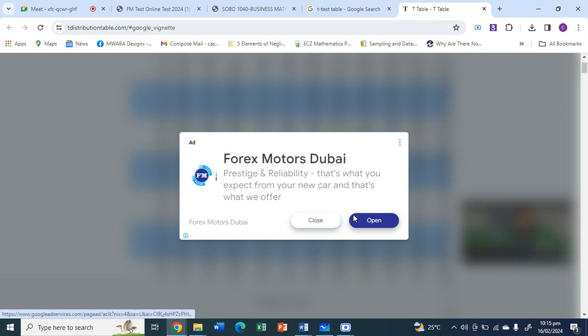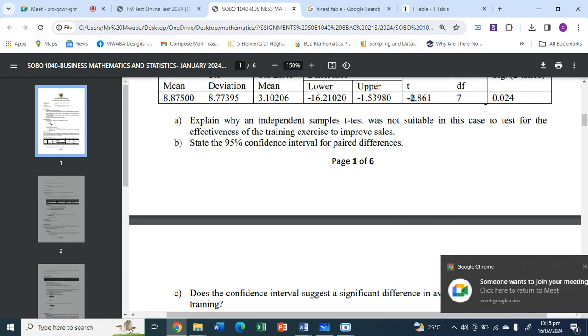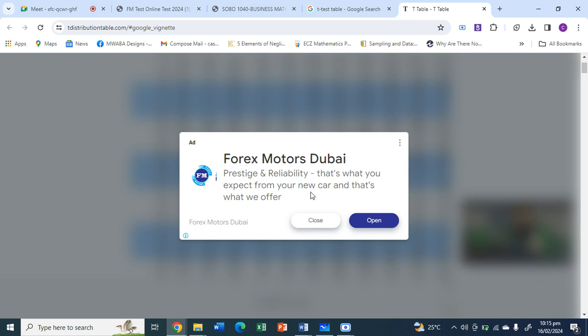Okay, so I don't know why it's not coming up here. Let's check, as we're waiting for that table, is 0.024 less than 0.05? Yes, it is. So our p-value is less than 0.05, suggesting strong evidence against the null hypothesis. Now what's left is just the t-table.